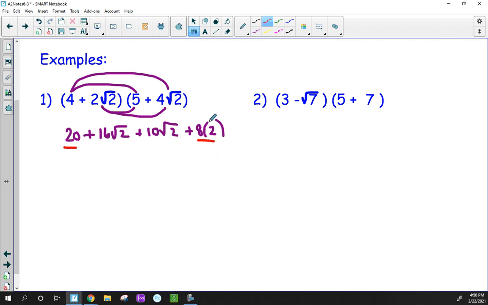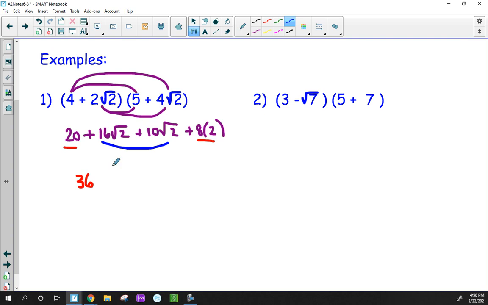Next, I want you to notice that the first term and the last term are just numbers. So 20 plus 16, we're going to bring down the answer right now. 20 plus 16 is 36. Also notice that the inside terms, they do match. They have the same index number and they have the same radicand. So we're back to add mode right now.